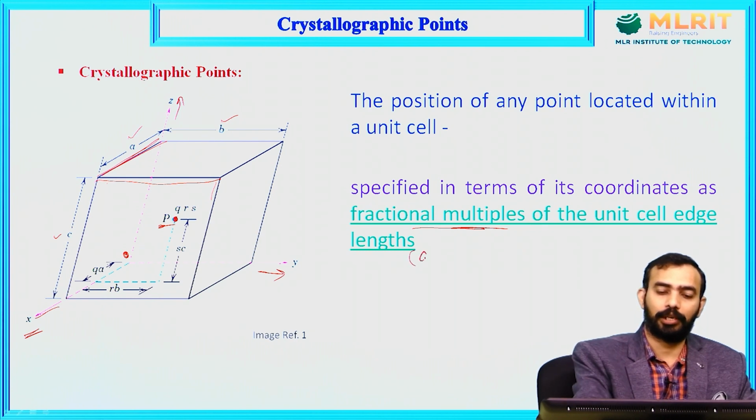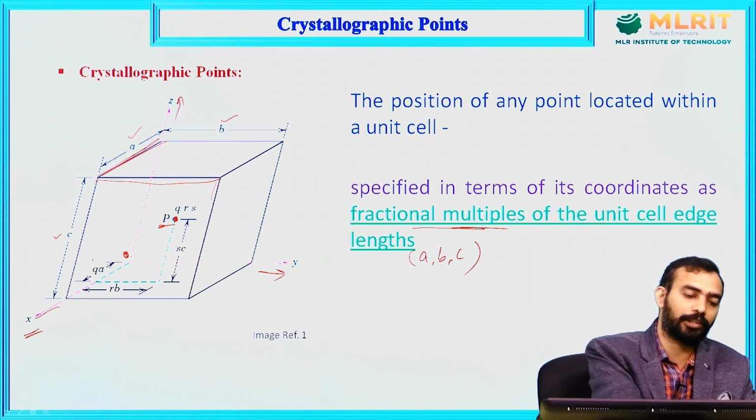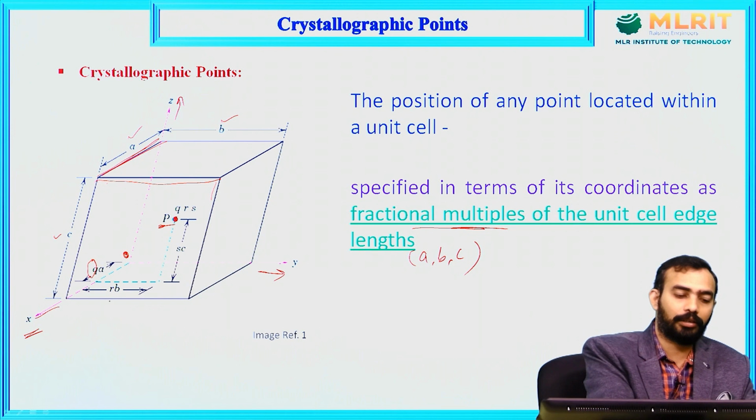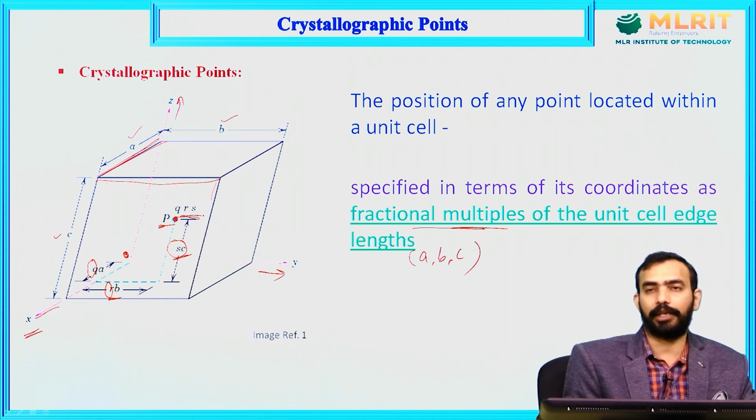That are A, B and C. So what are these fractions, the fractional multiples for A, B and C? The fractional multiple for A is Q in this case, for B it is R, and for C it is S. So what are these indices? That is Q, R, S.